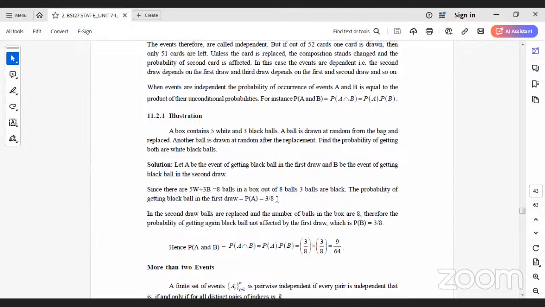In the box there are 8 balls, of which 3 are black. Probability is 3/8. In the second draw the ball is replaced, so the box has 8 balls. Therefore, the probability of getting a black ball is not affected by the first draw; it is 3/8. P of A intersection B is P of A into P of B. P of A is 3/8, P of B is 3/8.